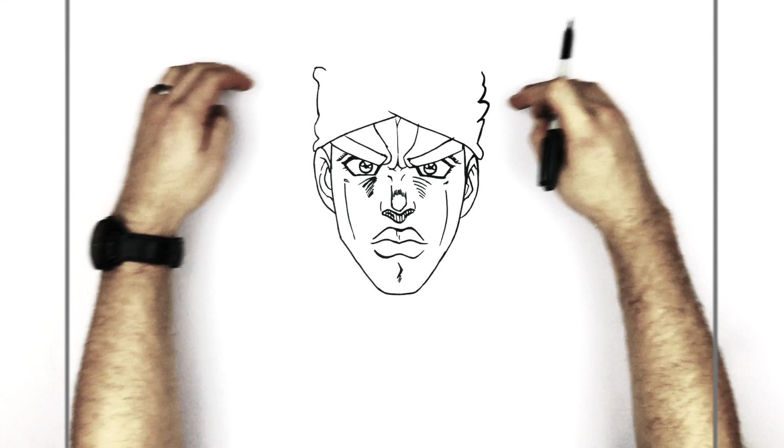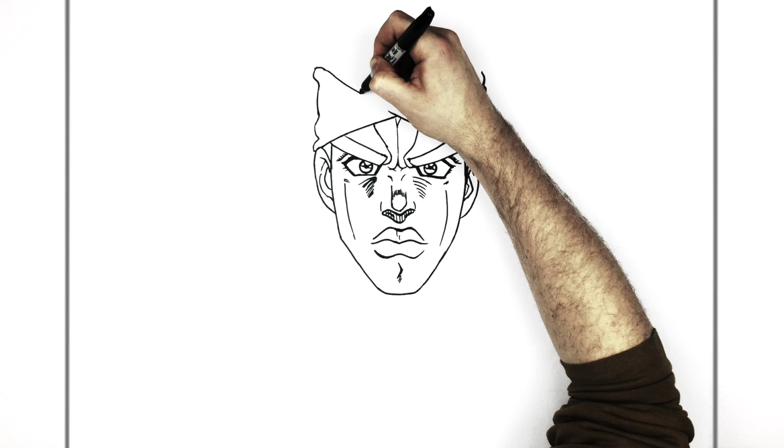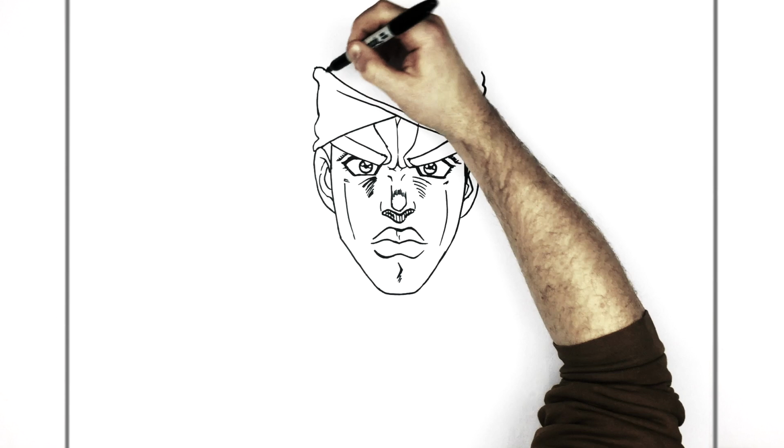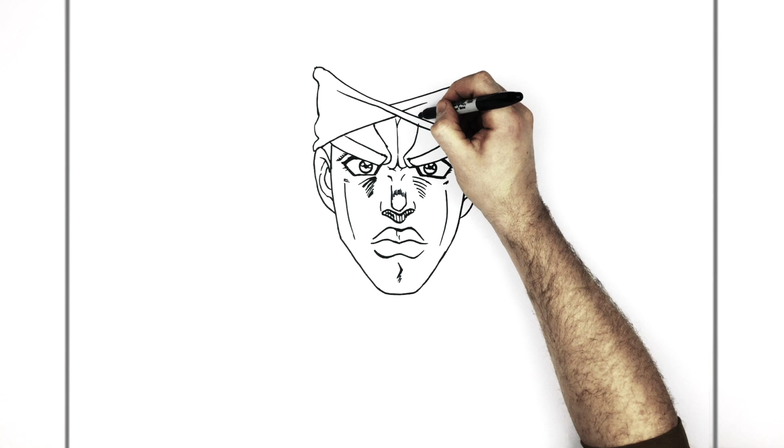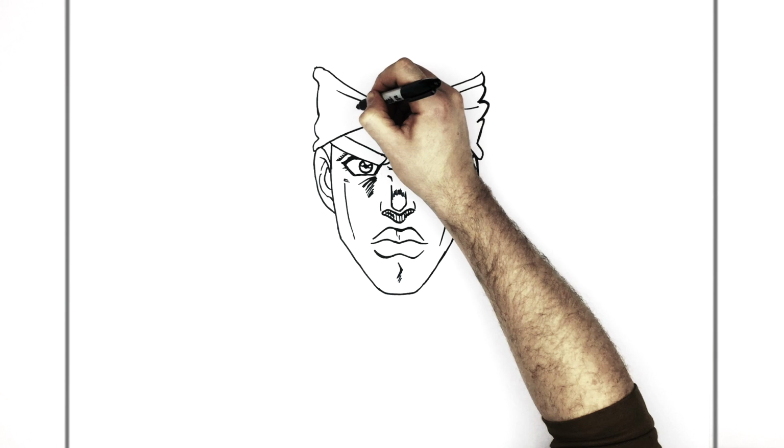So this comes down this way. This line will go a bit further. Then the line coming down like so. Here, here. Here, a line there, that way, and there.